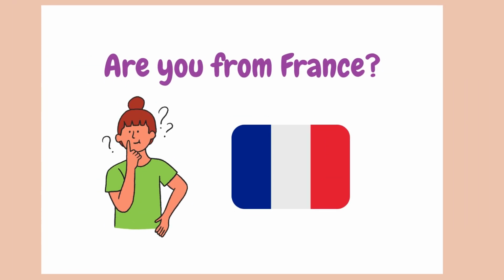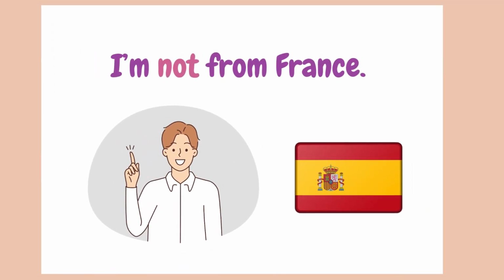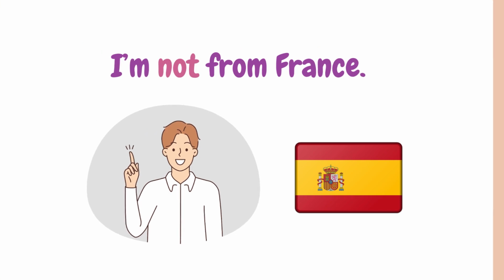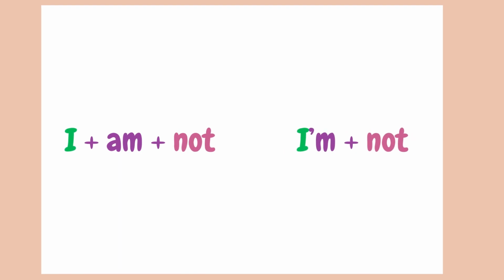Are you from France? I'm not from France. This is an example of a statement that's negative in the present simple tense. I'm not from France. Remember, with the verb to be, we can say I am, or we can say I'm. It means the same thing. So for the present simple tense negative, we just add not to the end. I am not, or I'm not.